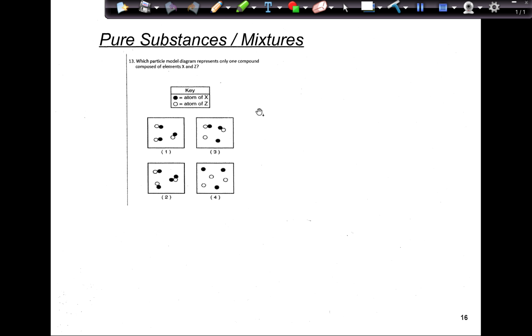When we're talking about pure substances and mixtures, remember that if every molecule that you can pick up is the same, it's a substance. So this is a substance, and this is not a substance. This is not a substance. This is not a substance because each piece is different from each other. This one that is a substance has repeating units that have different elements present. So that one is a compound.